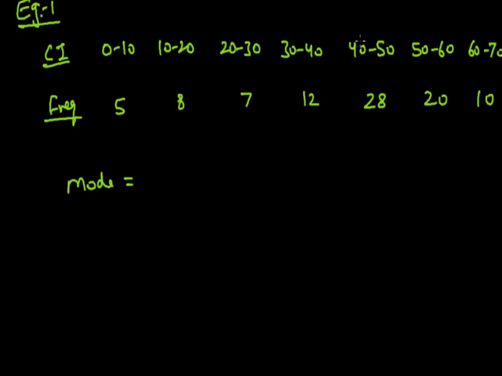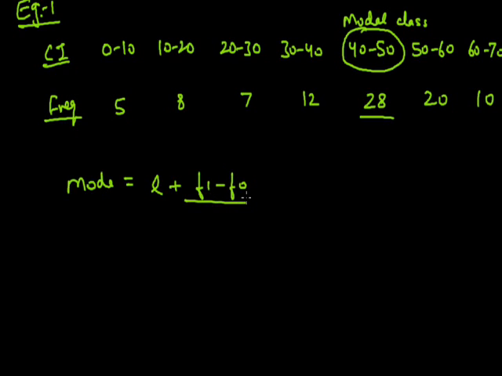The modal class in this case will be 40 to 50, because 40 to 50 is the class having the highest frequency, that is 28. That's why this becomes the modal class. So the modal class is the class having the highest frequency. Now the formula is L plus (F1 minus F0) divided by (2F1 minus F0 minus F2) into H.